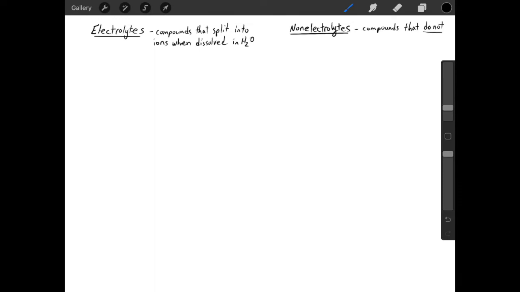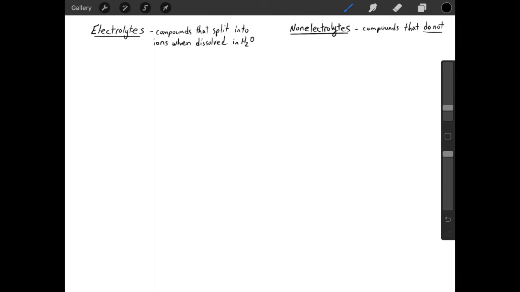And that can be useful in synthetic processes where you need access to a certain ion for the reaction to occur, or it can be useful in the sense of making water more conductive. Electrolytes produce ions, and ions help conduct electricity within the solution.